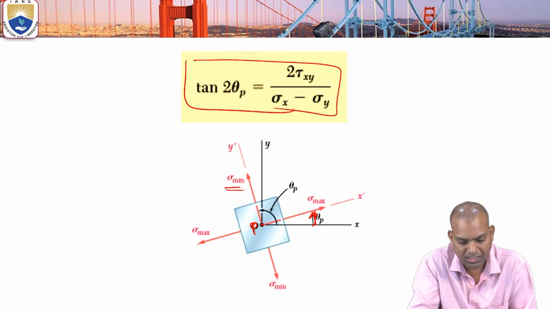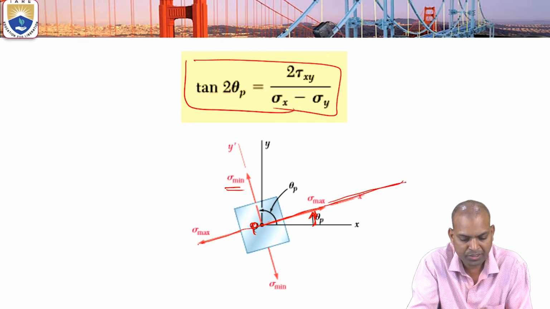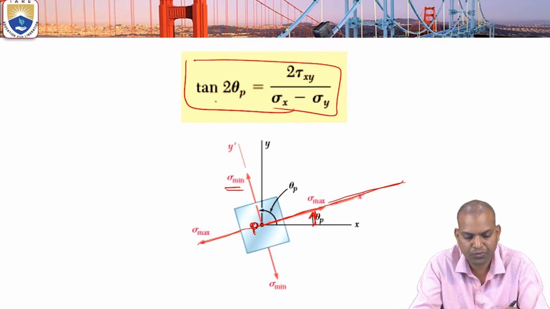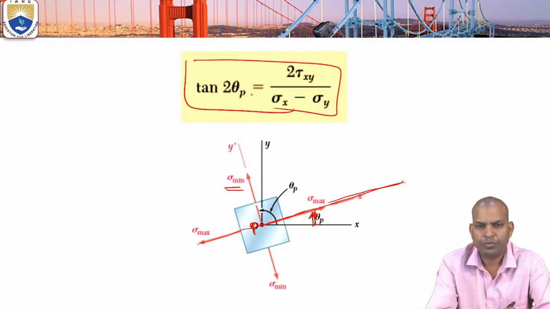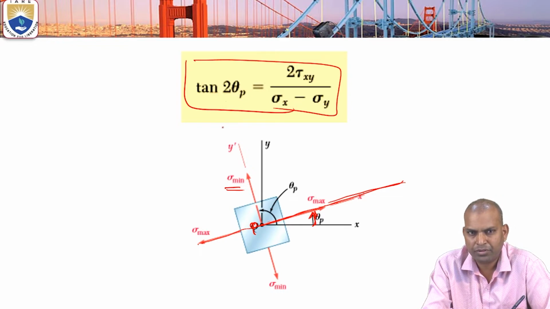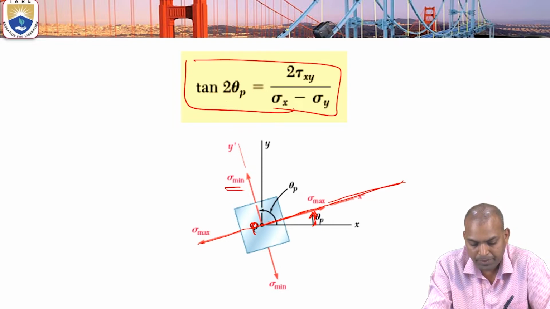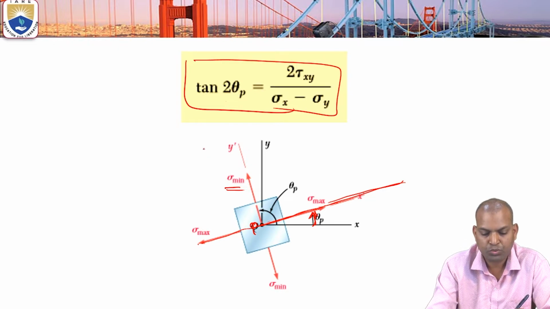This plane is known as the principal plane. What is the principal plane and what is the angle of the principal plane? Here it is theta p. From this formula we can observe the angle with the x-axis of the principal plane, that is tan 2 theta p equal to 2 tau xy by sigma x minus sigma y. This is theta p, this is 2 theta p. Okay, total, that is 2 times theta p.